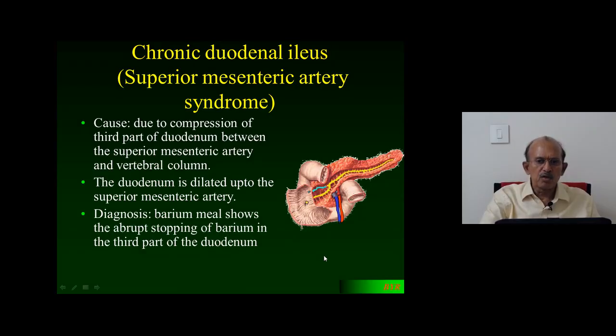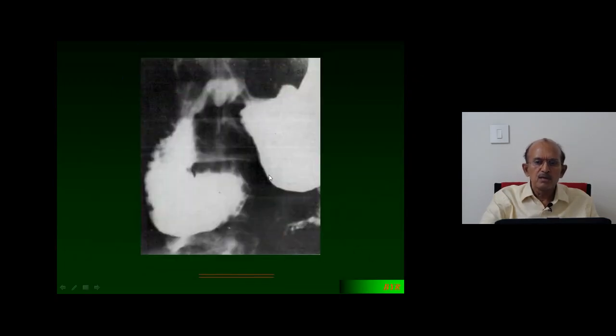Diagnosis: barium shows abrupt stopping of the barium in the third part of the duodenum. Treatment is duodenojejunostomy, anastomosis of jejunum to the duodenum. So this is the barium finding. When you give barium, the barium comes here and stops abruptly at the place where the superior mesenteric artery crosses the duodenum. So this is the duodenal ileus.